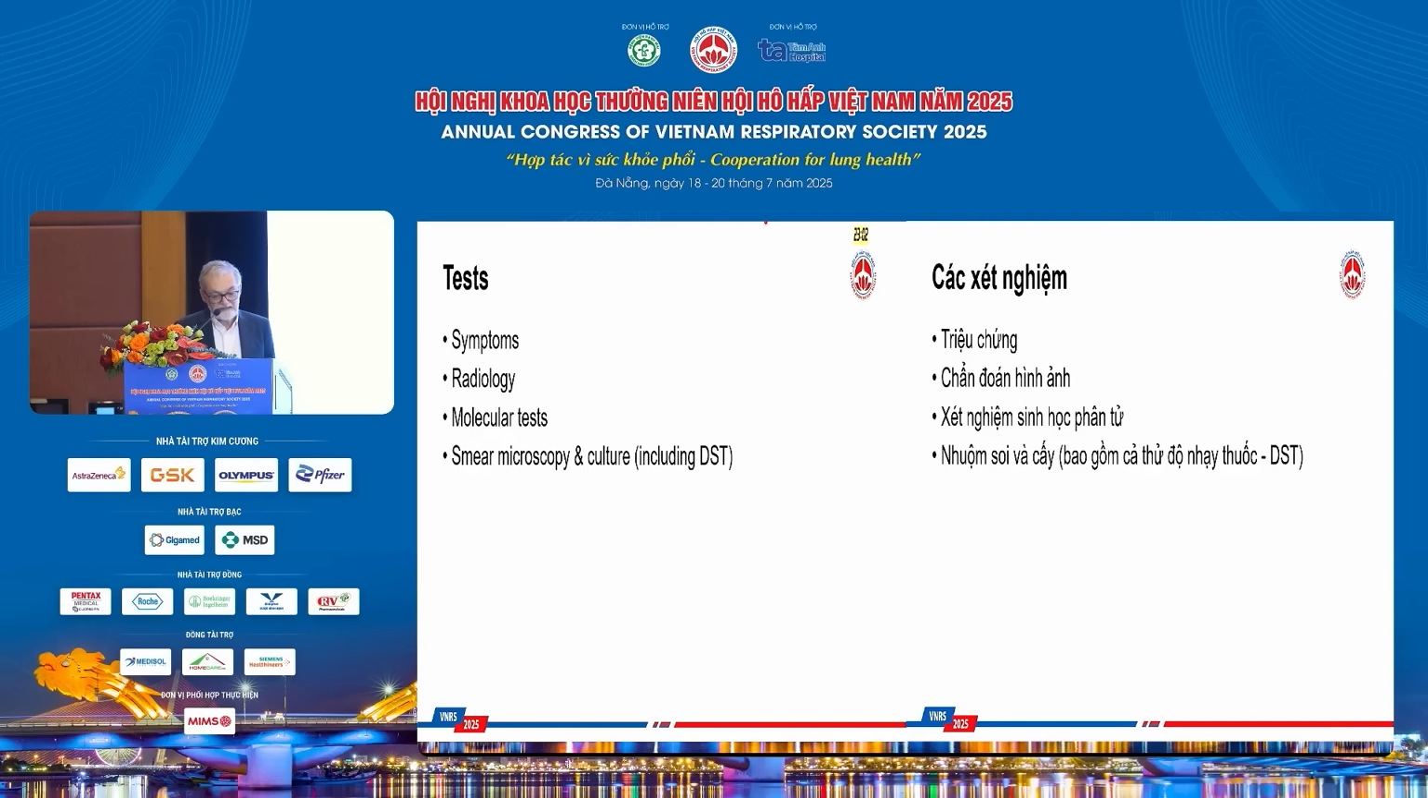So this slide describes tests which we might use in the diagnosis of tuberculosis. And you might find it unusual that I've included as the first in that list symptoms. Symptoms are in some way a diagnostic test for tuberculosis, along with X-rays and sputum tests. And so I think it's easiest to think about symptoms in the same context that we think about other tests.